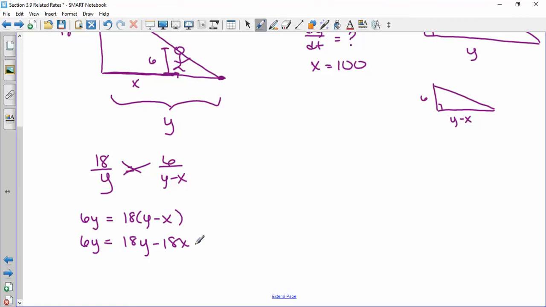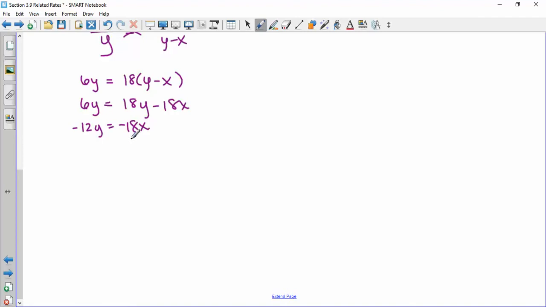Alright, I'm still just trying to set up my equation. We could certainly do the derivative at this point. You might want to go ahead and combine some like terms first and get your equation reduced a bit. What would you do if you wanted to do that? Alright, subtract over 18y. Again, you could go from here and do your derivative. You might also just divide each side by -6 to get it in lowest terms. So we get 2y equals 3x.